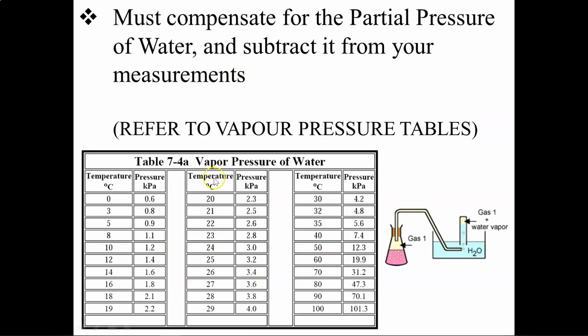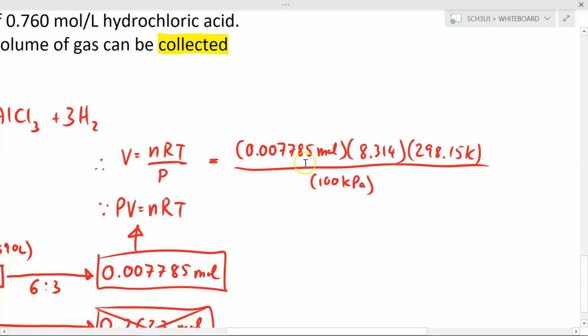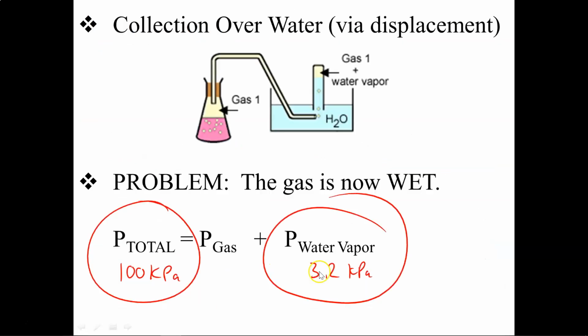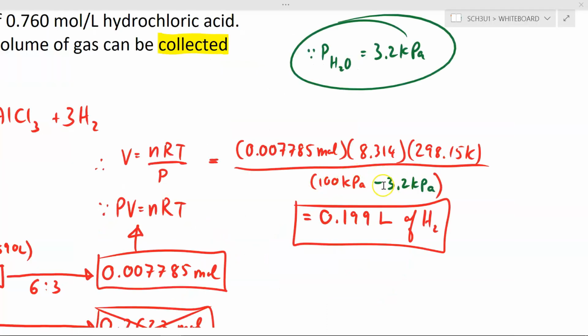For that, I need to consult my vapor pressure of water. Since this reaction is occurring at SATP, so 25 degrees Celsius or 298.15 kelvins, I see at 25 degrees Celsius, the pressure of water is 3.2 kilopascals. I can now take my total pressure, subtract the pressure of the water, and I'm left with just the pressure of my hydrogen gas. Having properly adjusted the pressure, I can now calculate it to be 0.199 liters of hydrogen gas being produced. But am I done?